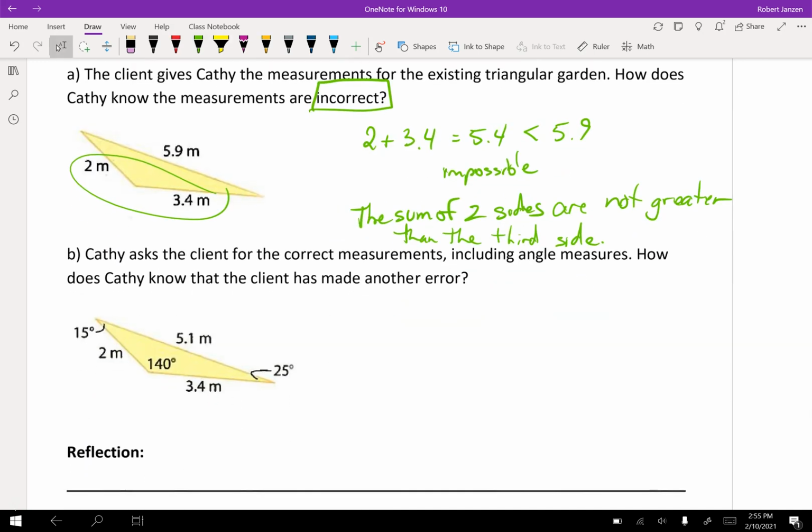Okay, so she makes the corrections and finds out that this is actually 5.1 meters. Now if you add this up, 5.4 is bigger than 5.1, so that's okay. But Kathy says this person must have made another error. What's the other error? Well, let's add up the angles. 15 plus 25 plus 140 equals 180 degrees. That's okay. If I go 2 plus 3.4, this equals 5.4. That's bigger than 5.1. That's okay. So what's wrong here?